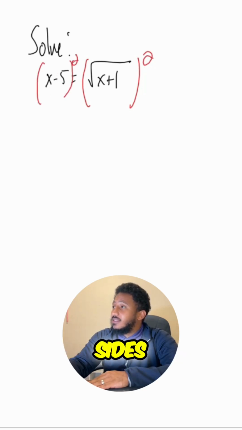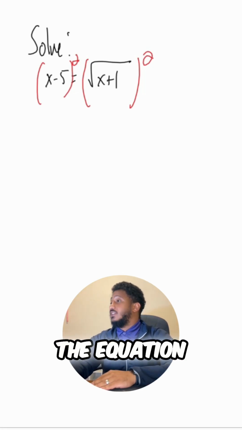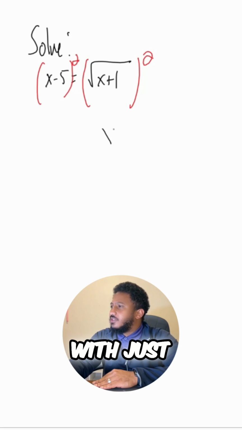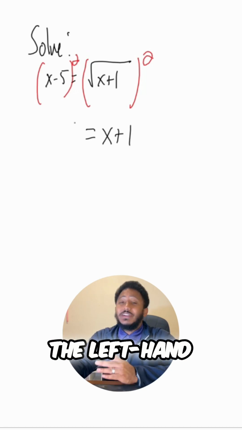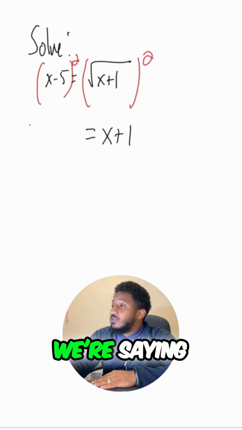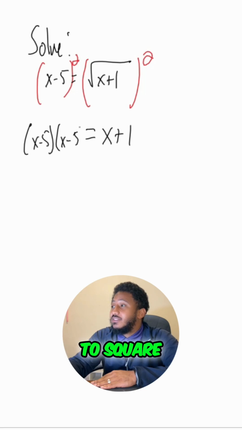Square both sides. A critical part is noting that when we're squaring both sides, the right-hand side gets rid of the radical, and we're left with just x plus 1. On the left-hand side, we're squaring the whole x minus 5, meaning we take x minus 5 and multiply it by itself. That's what it means to square.